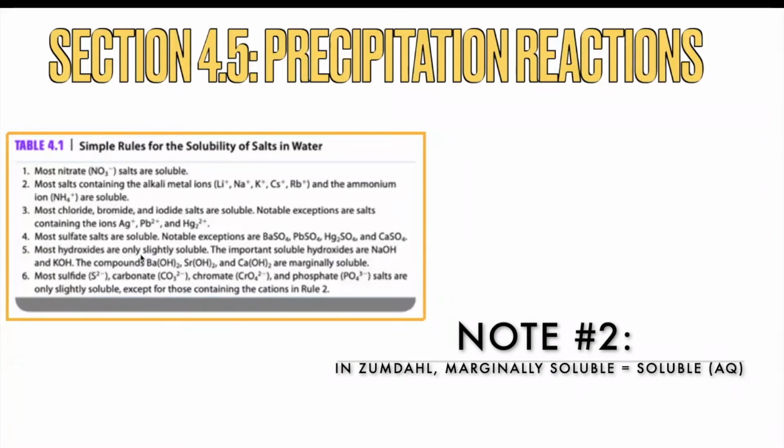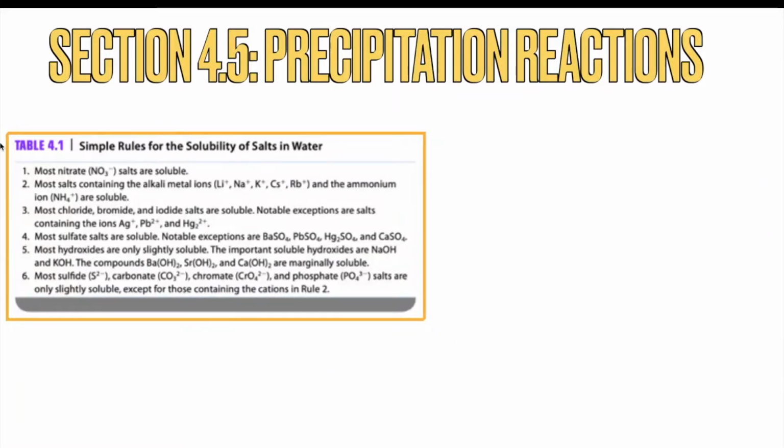are going to be listed in a second, because one of the things that the AP exam has done is gotten rid of memorizing solubility rules, which is always kind of nice. So this table will be given to you, not on the AP exam, but on my exams. You'll be given something like this, and I'll tell you the 2 rules that you actually need to memorize from it. Most sulfides, carbonates, chromates, and phosphate salts are only slightly soluble, except those containing the cations in Rule 2.